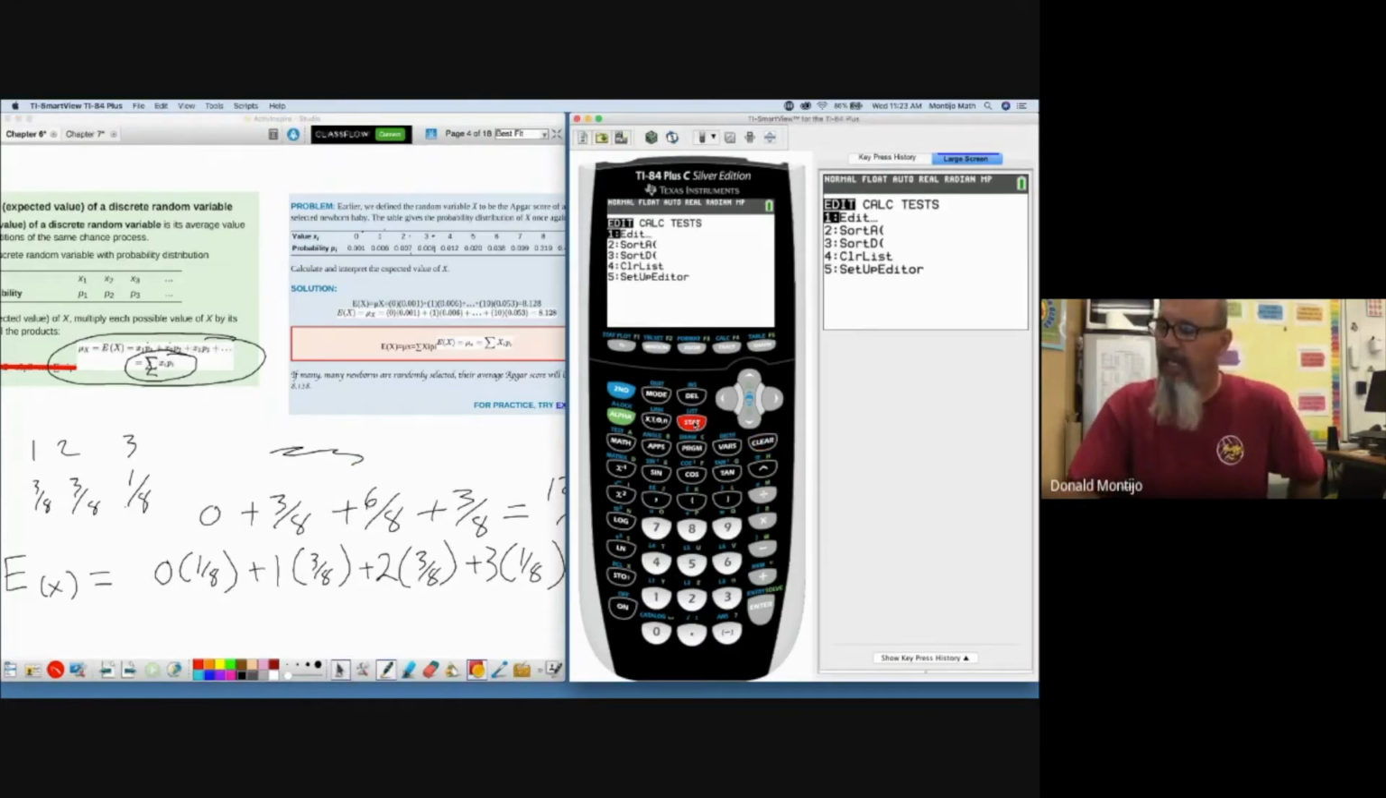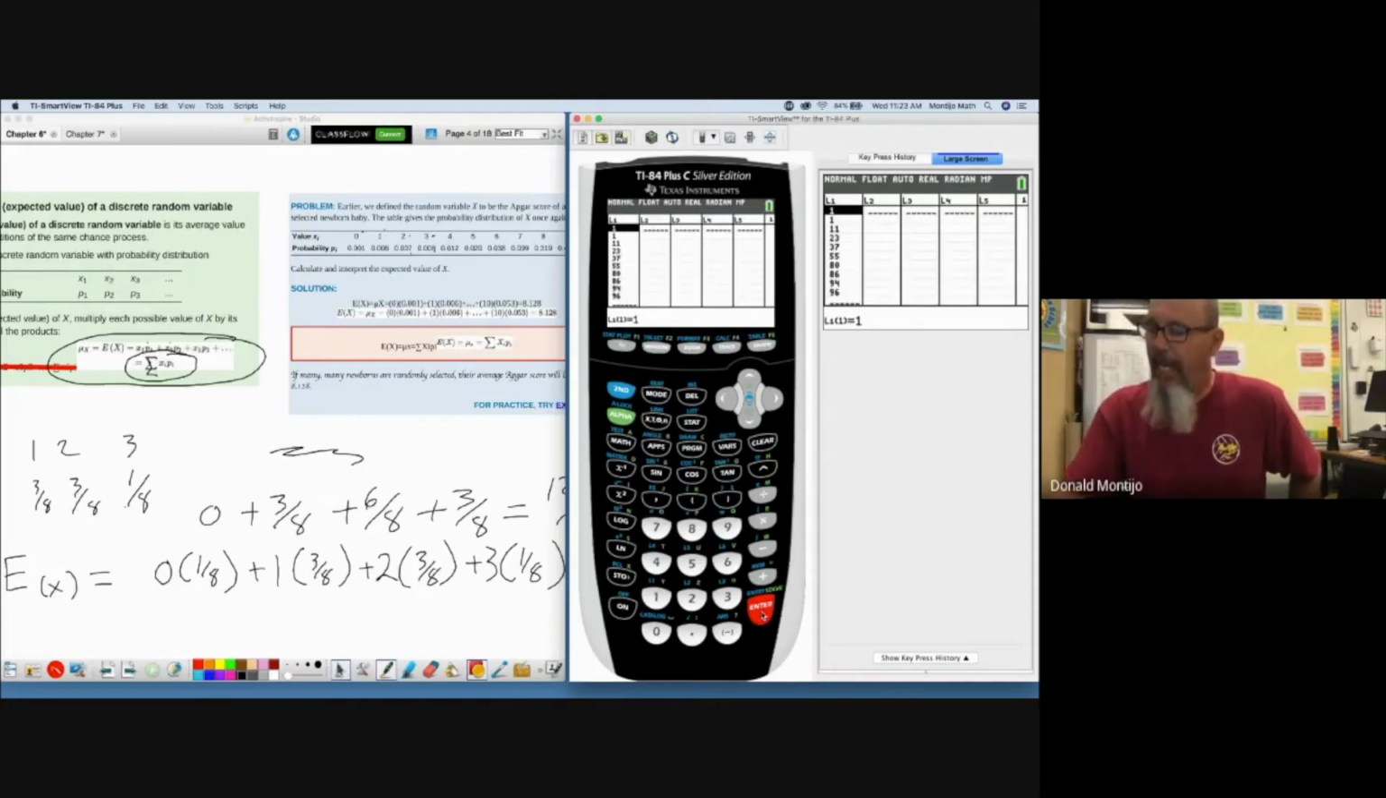So again, to find lists, you can go into lists. I like to go to stat edit. I like the stat button in here because it's stats class. Makes sense. So I go into stat edit. Whoops, I got a bunch of stuff in list 1. Let me clear that out. Remember, again, to clear a list, make sure you go up to the top and you highlight the list. You can see that the L1 is bold. And then I hit clear and arrow down, and that list is gone.